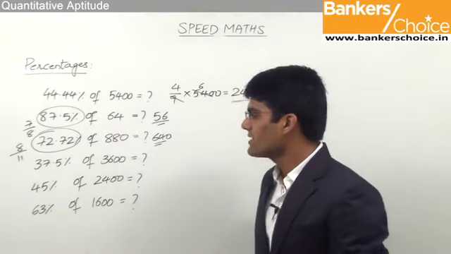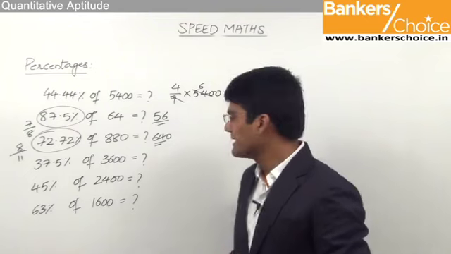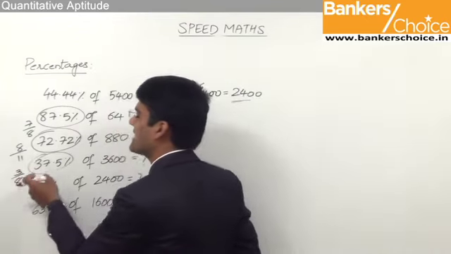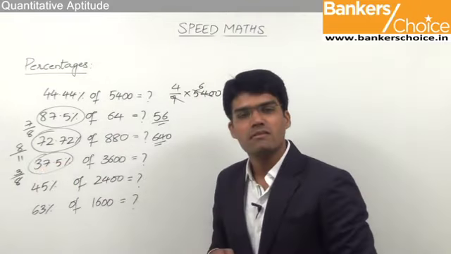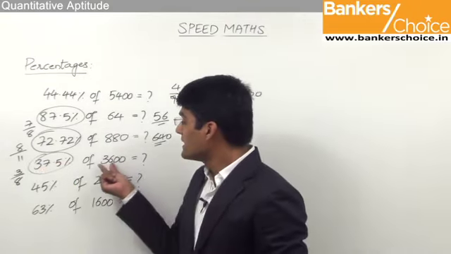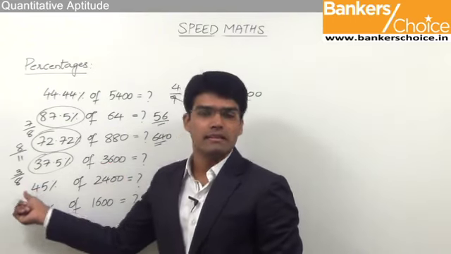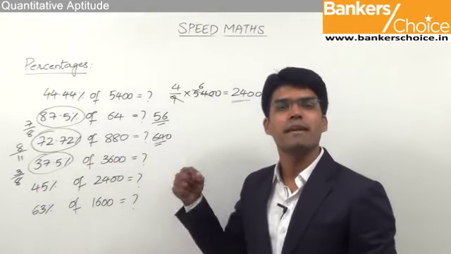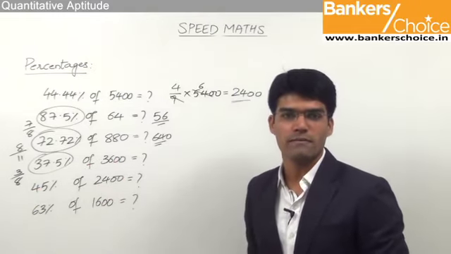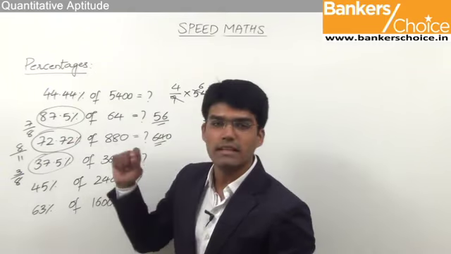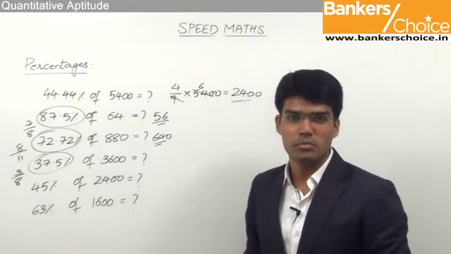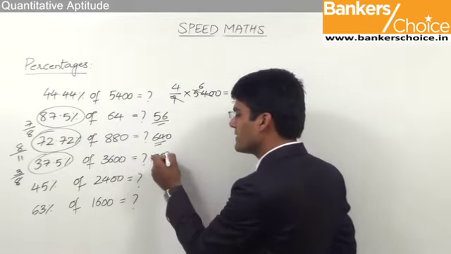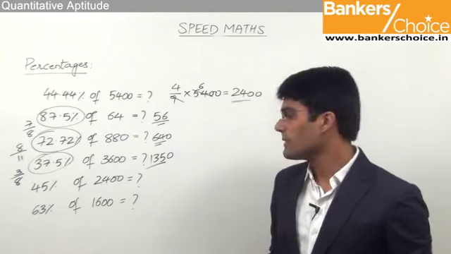Moving on to the next one, the question is 37.5% of 3,600. So if you remember that 37.5% is 3 by 8, the answer can be taken as 3 by 8 into 3,600. But the point here is 36 has to be divided by 8 and 36 is not exactly divisible by 8. 36 by 8 is like 9 by 2 and 9 by 2 is 4.5. So 4.5 into 3. 4.5 into 3 will be 13.5 and 13.5 multiplied with 100 will give us 1350. So the answer for this question will be 1350.